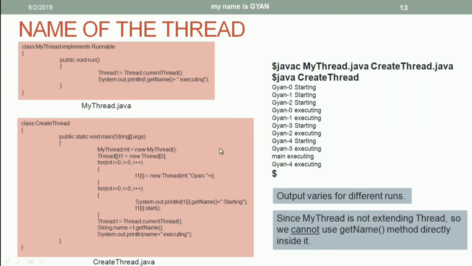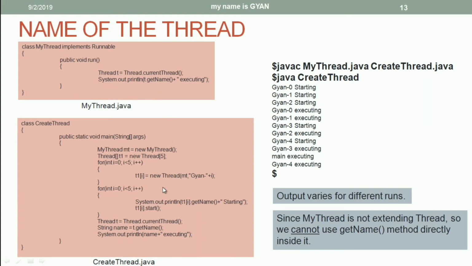This code is again similar to the previous one, the only difference is that here the class myThread implements the interface Runnable. In the previous code, the class myThread extended the class Thread. But here the class myThread implements the interface Runnable. That's why in this case, we cannot use the method getName directly. We need to call the currentThread method of the class Thread. Then we need to call the method getName by using the reference variable t of the class Thread.